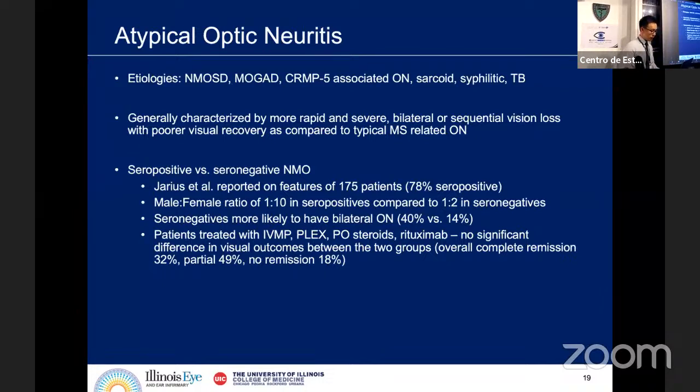And overall, the complete remission was about a third of patients. And this was found to be about the same between two groups. And then most patients experienced some partial remission, but even up to 18% had no remission at all.